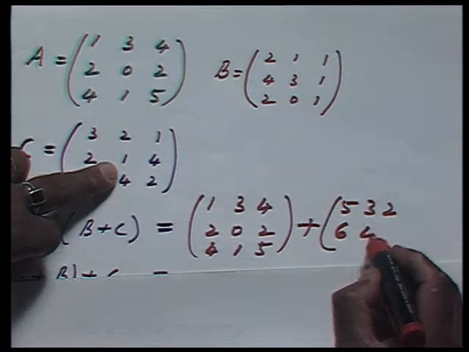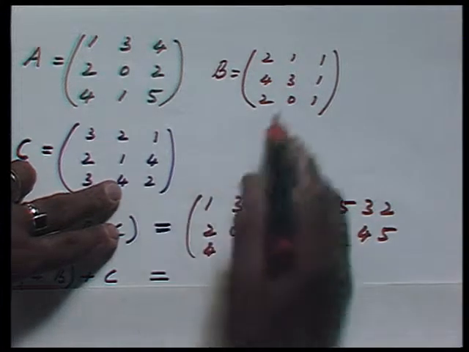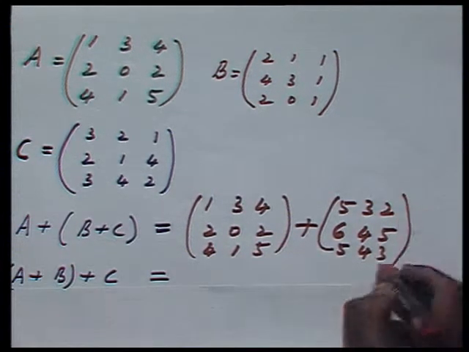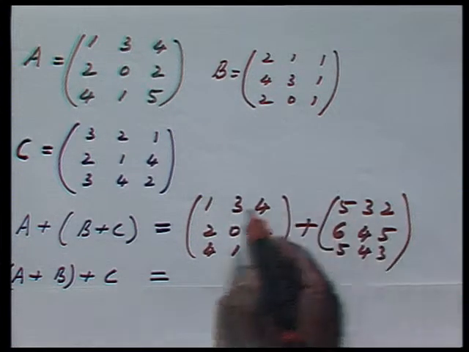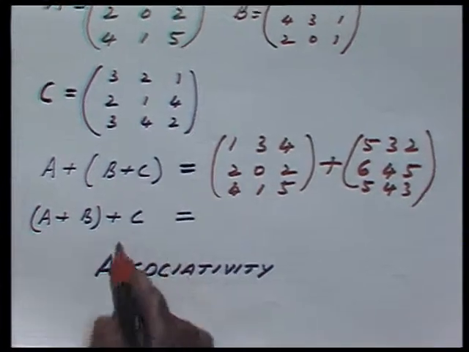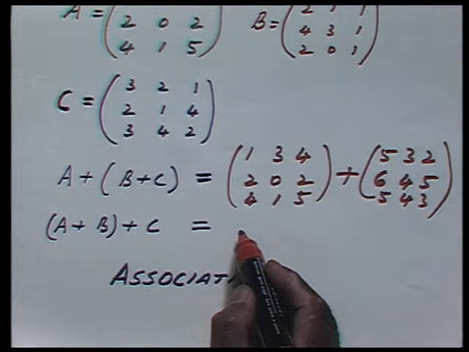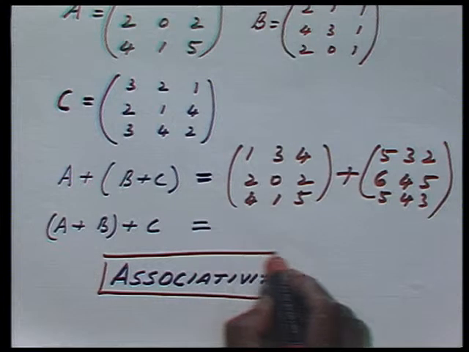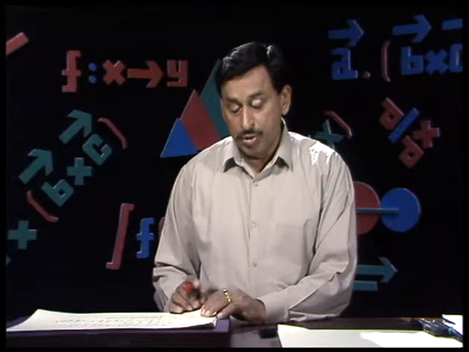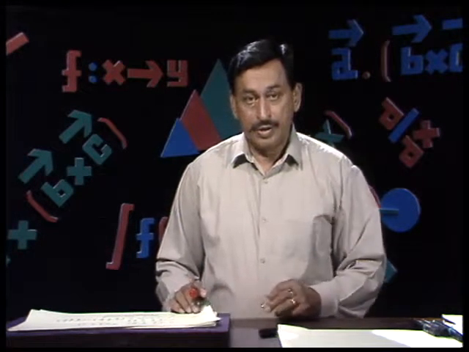B plus C is 2 plus 3, 5. 1 plus 2, 3. 1 plus 1, 2. And then this will be going to be 6, 4, and 5, and you are going to have 3 plus 2, which is 5, 4 plus 0 is 4, 2 plus 1 is 3. And the sum of these two is going to give you A plus B plus C. This addition you could also do by another associativity of the matrices, that is by adding A plus B first and then adding to C. And you will find that the result comes up to be the same. So associativity in case of addition of matrices is possible.